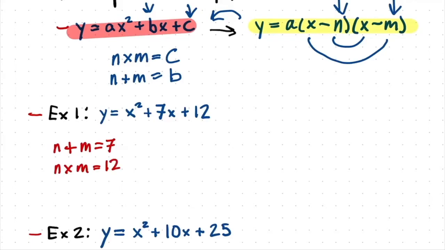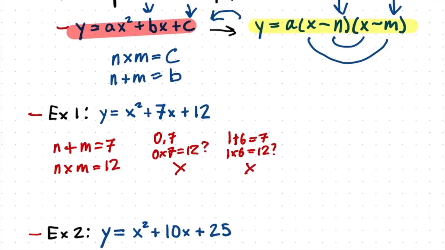So why don't we start by thinking about what numbers add up to 7? Well, 0 and 7 do, right? 0 plus 7 equals 7. But does 0 times 7 equal 12? No, right? So it can't be 0 and 7. What else? 1 and 6 add up to 7, right? 1 plus 6 equals 7. But does 1 times 6 equal 12? No, right? Because 1 times 6 equals 6. What else? 2 plus 5, right? 2 plus 5 equals 7. But does 2 times 5 equal 12? Nope. 2 times 5 equals 10.